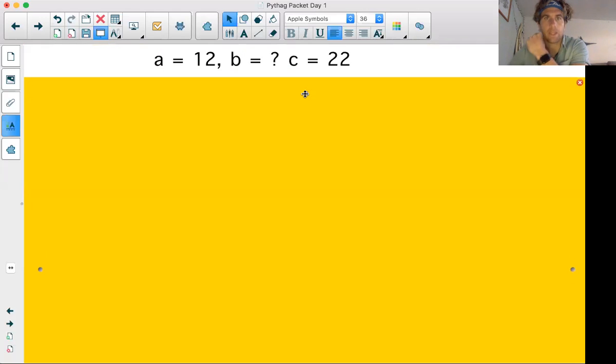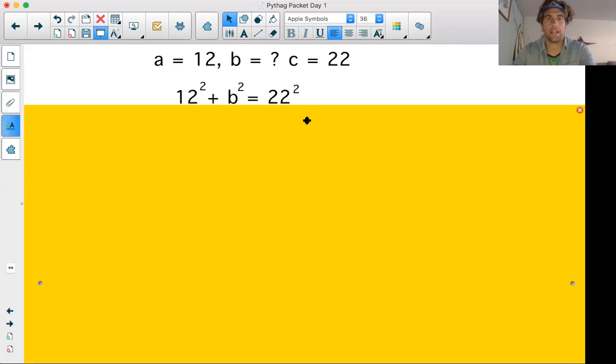Now, bam. I have A to be 12, B to be a question mark. We don't know. That's what we need to find. And C to be 22. So they gave me one of the shorter sides. They gave me the hypotenuse. Now we have to figure out the length of one of the shorter sides. So let's start. Now I have my Pythagorean theorem. A squared plus B squared equals C squared. Now I don't know what B is.